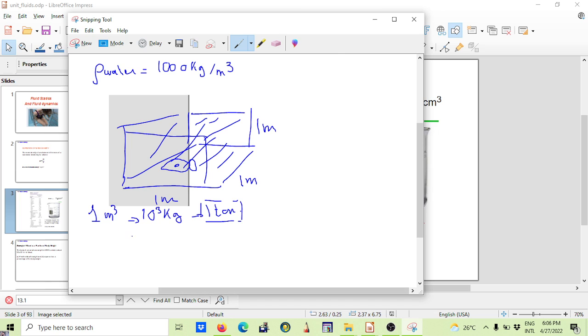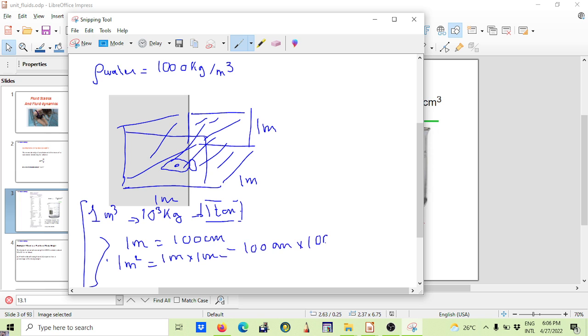One thing that you have to keep in mind is that 1 meter is about 100 centimeters, right? So am I recording? Yes. So 1 square meter is 1 meter times 1 meter. That will be just an area of 1 meter by 1 meter. That's going to be 100 centimeters times 100 centimeters, which is 10 to the fourth square centimeters.